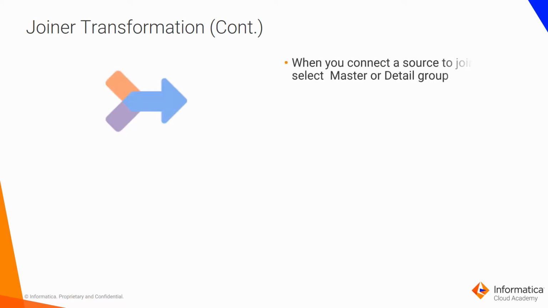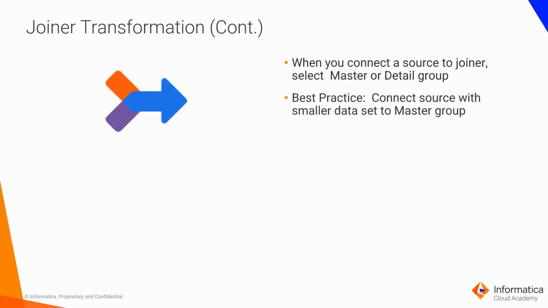When you connect a source to a joiner transformation, you must specify whether the source will be the master or the detail group. The best practice is that you should connect the source with the smaller data set to the master group. If you need to connect more than two sources in a mapping, you will need to use multiple joiner transformations. This is because you can only join two sources at a time to a joiner.